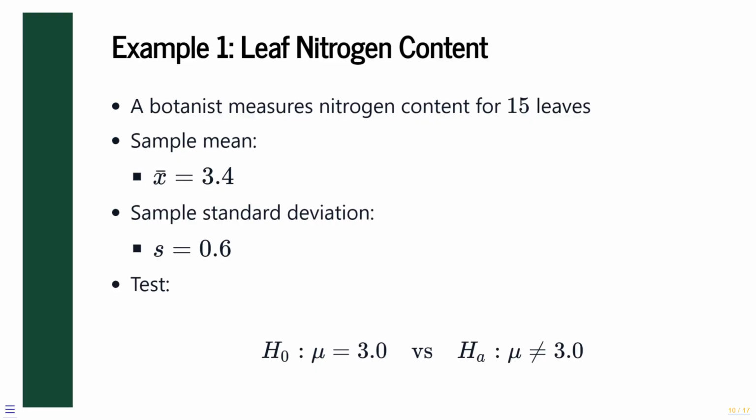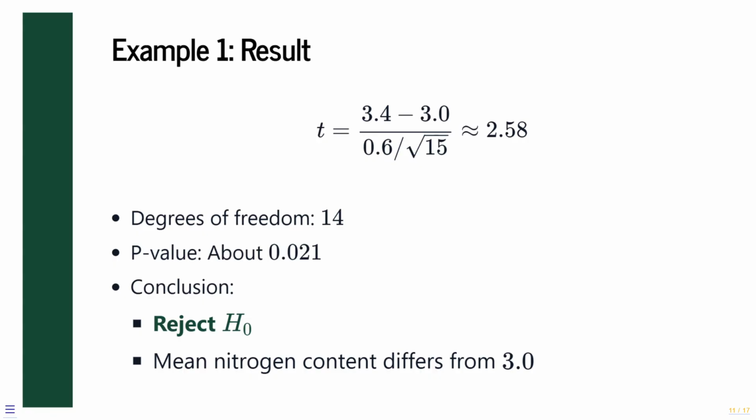In example 1, a botanist measures the nitrogen content of 15 leaves. The sample mean is 3.4, the sample standard deviation is 0.6, and we test whether the population mean differs from 3.0. Plugging into the formula gives a t-statistic of about 2.58 with 14 degrees of freedom. The p-value is about 0.021, so we reject H sub 0 and conclude the mean nitrogen content differs from 3.0.